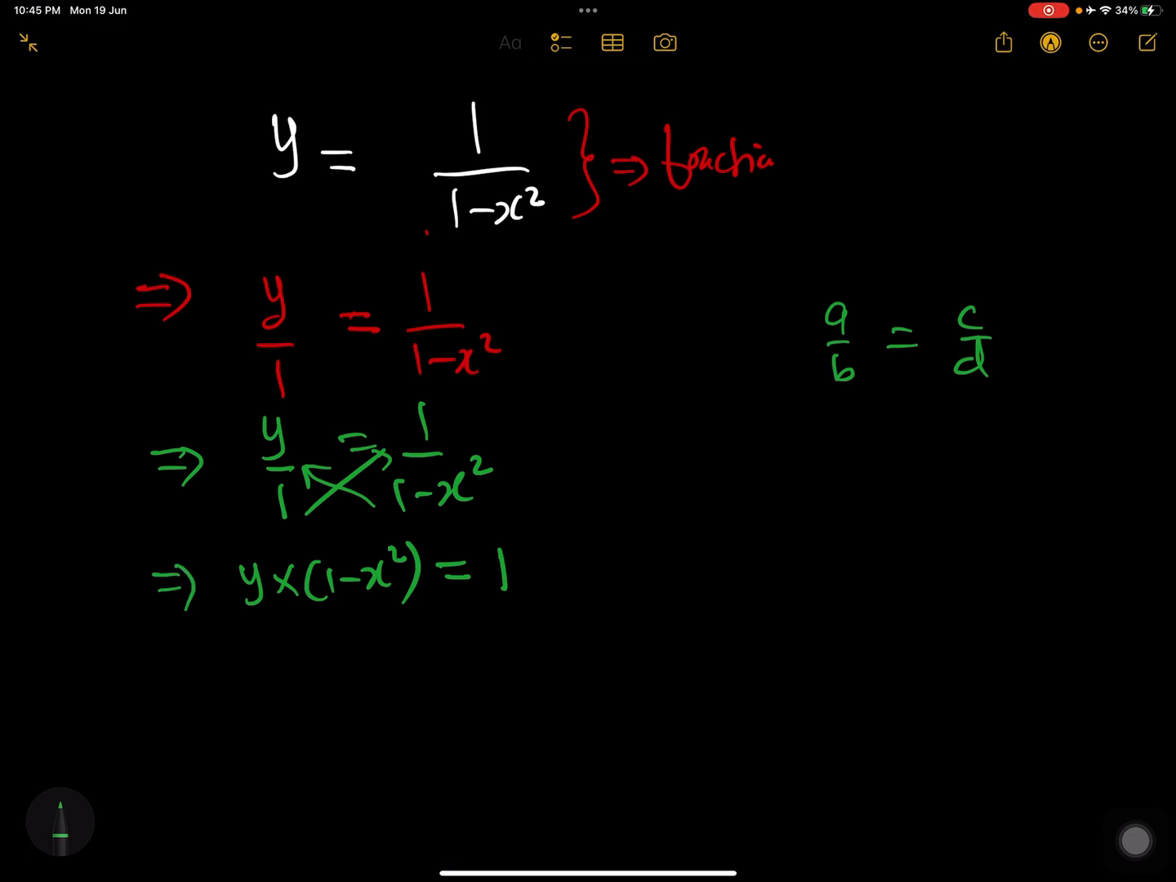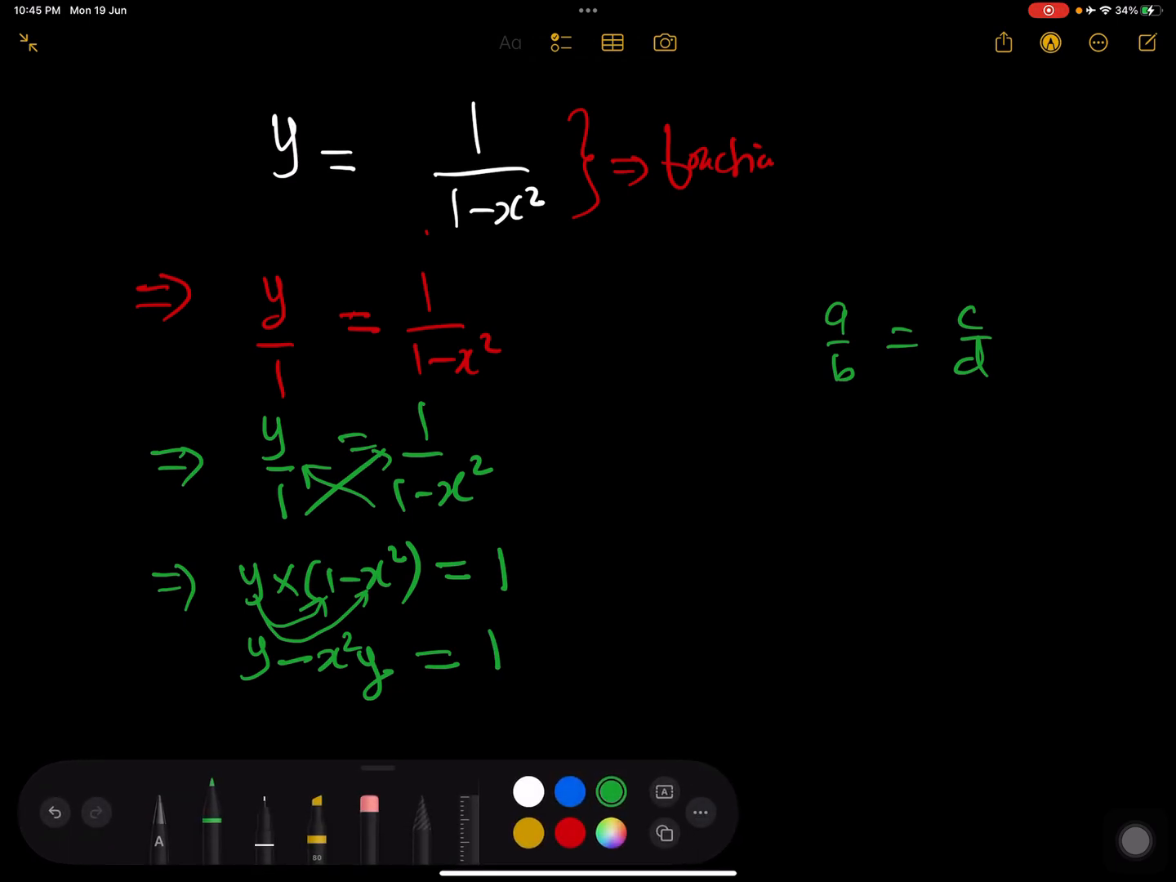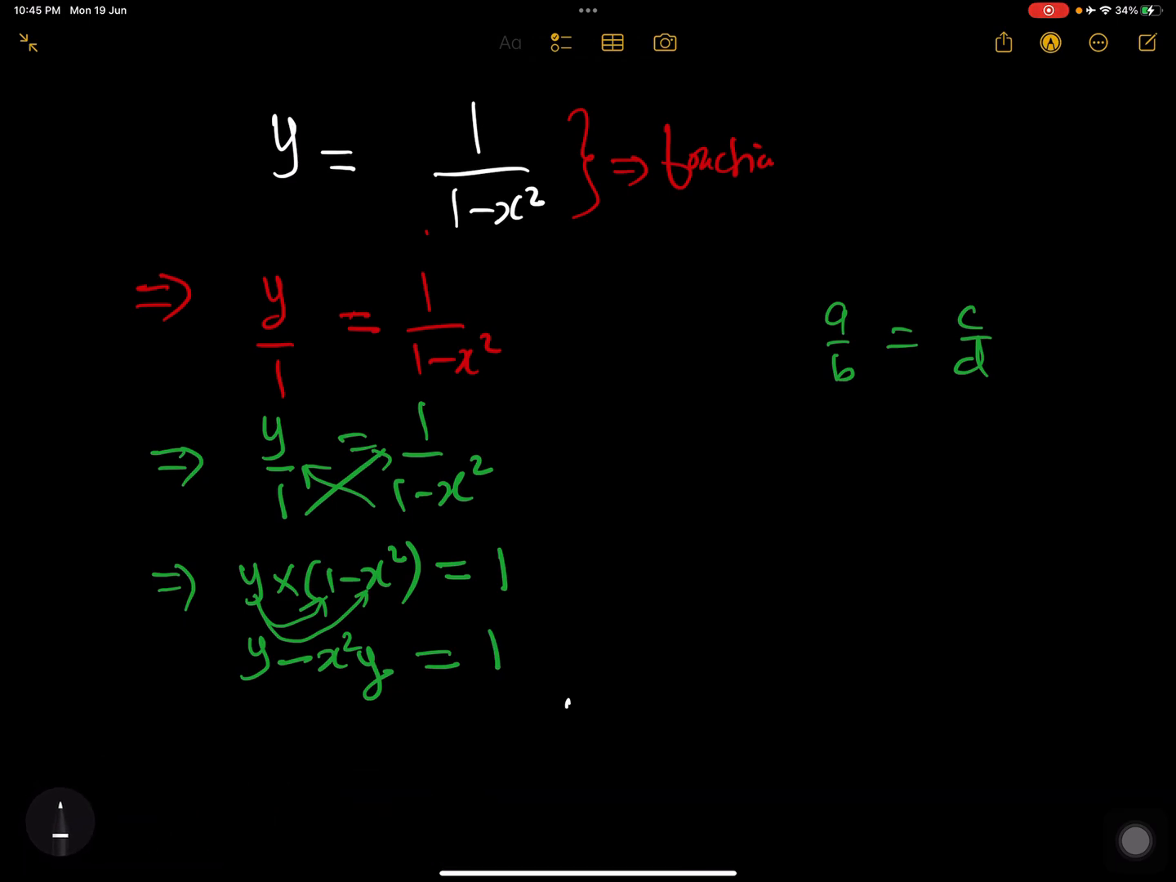All right. What do we need? We are still looking for what? We said we should find what? We're going to find x. Okay, we're finding x. So to do that, this y multiplies that, we get y, and it multiplies this, we get minus x squared y is equal to 1.